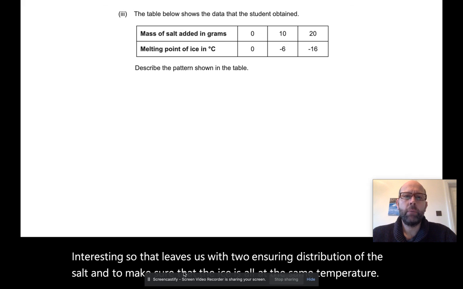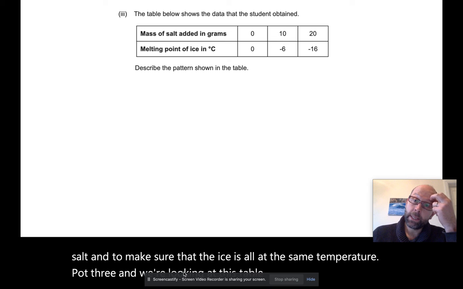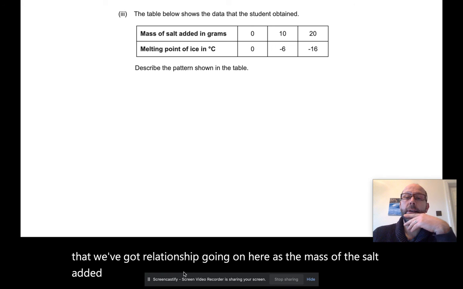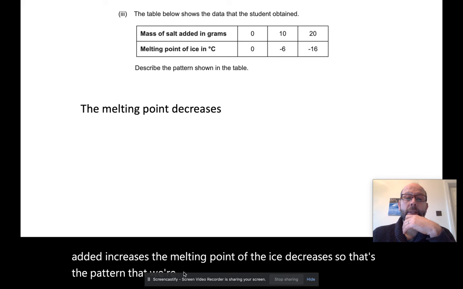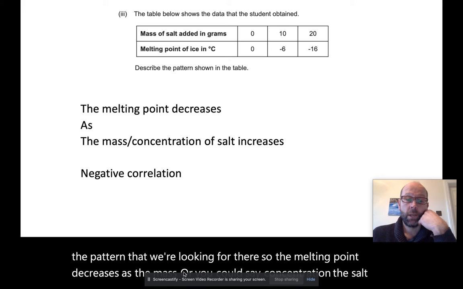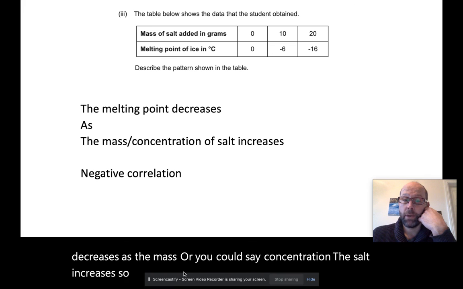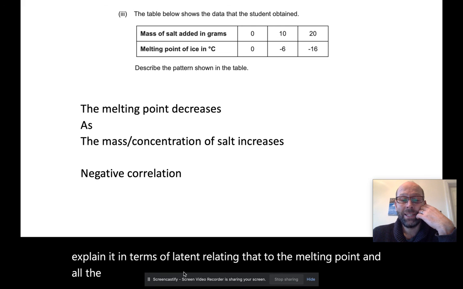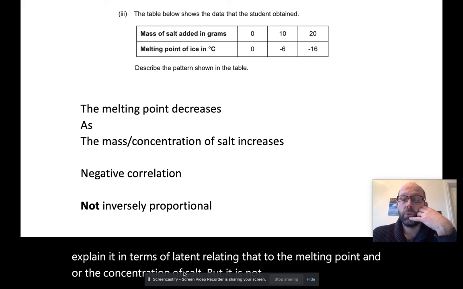Part 3, we're looking at this table of data, and we can see that we've got a relationship going on here. As the mass of the salt added increases, the melting point of the ice decreases. So that's the pattern that we're looking for there. So the melting point decreases as the mass, or you could say concentration of the salt, increases. So negative correlation would get a mark there if you explain it in terms of relating that to the melting point or the concentration of salt, but it is not an inverse proportion relationship.